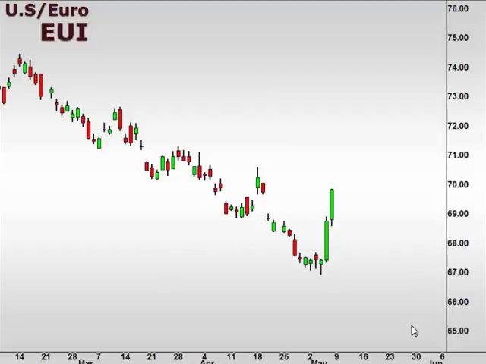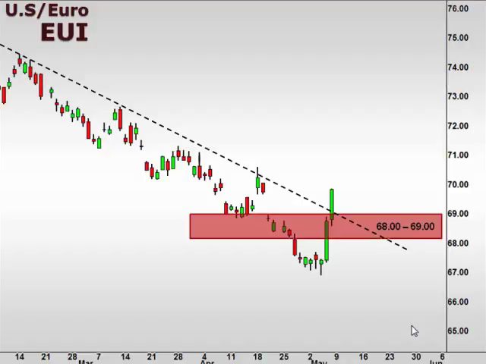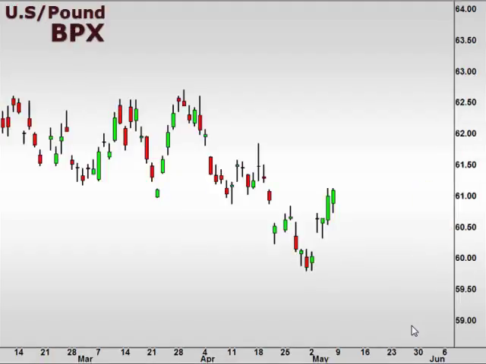Let's take a look at the EUI, the U.S. dollar versus the euro. Well, the EUI staged a strong reversal, closing above the downtrend that has been enforced for quite some time. Now, as long as the 68.69 level holds as support, we suspect the bigger picture move to the upside.